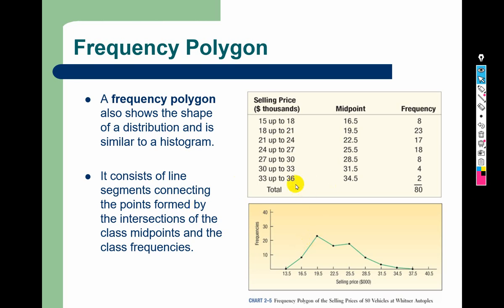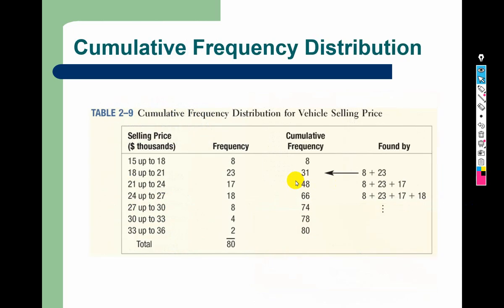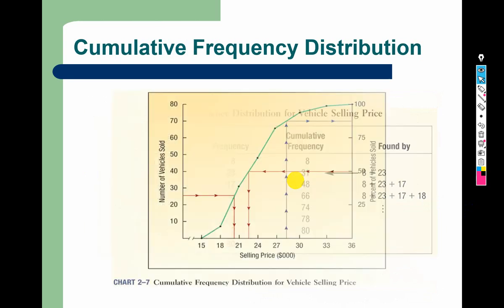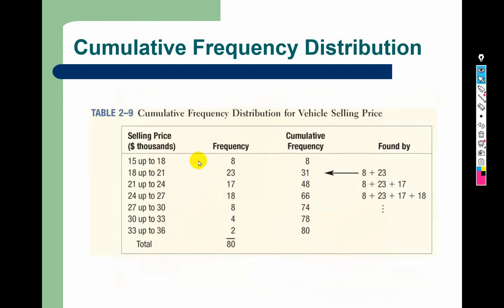Okay, what is the meaning of cumulative? You are accumulating the values that you have. So now for the first class, 15 to 18, you have frequency 8. That's the frequency for the first class. The second class has 23 as a frequency.